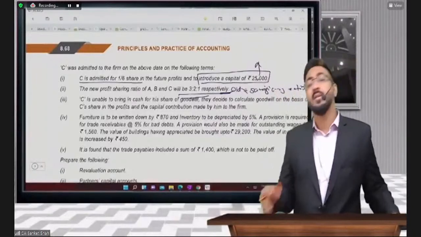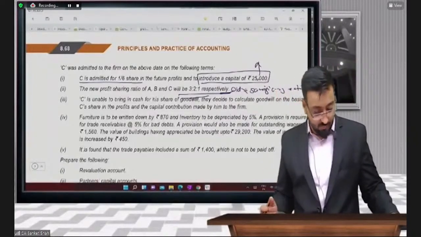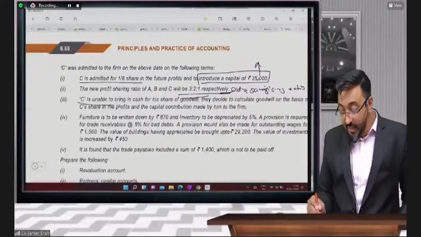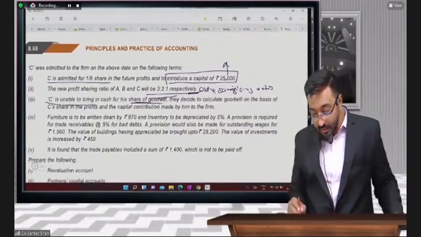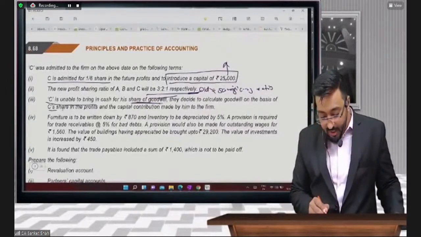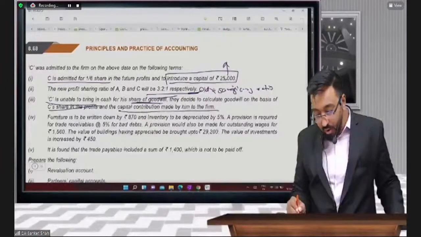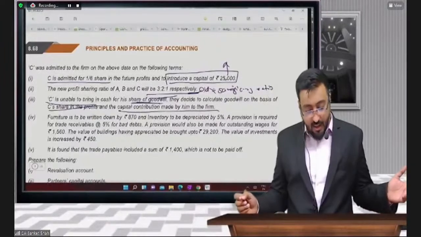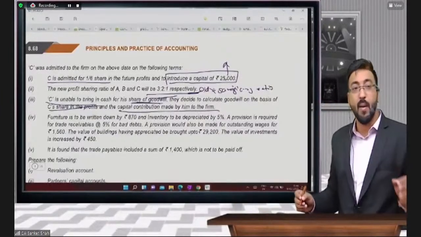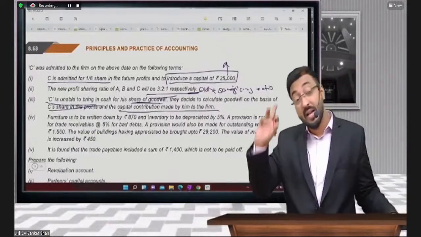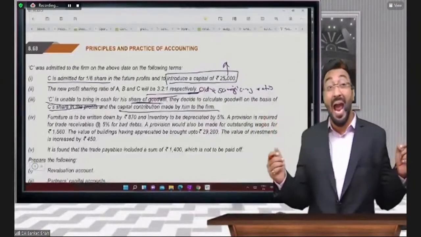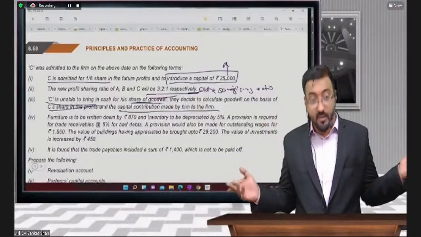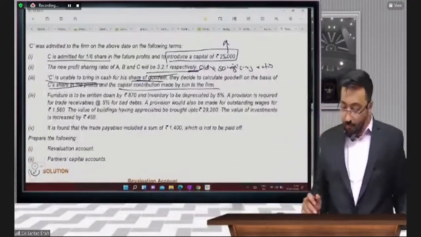क्यों करना पड़ेगा? Sir, करना पड़ेगा क्योंकि new ratio is given in the question. C is unable to bring the share of goodwill, and that's why they decided to calculate the goodwill on the basis of C's share in the profits and capital contribution made by him. He has not brought any amount in cash for goodwill, जैसे last problem में था. In last problem he brought 10,000 rupees towards goodwill in cash, but here he is unable to bring this cash.